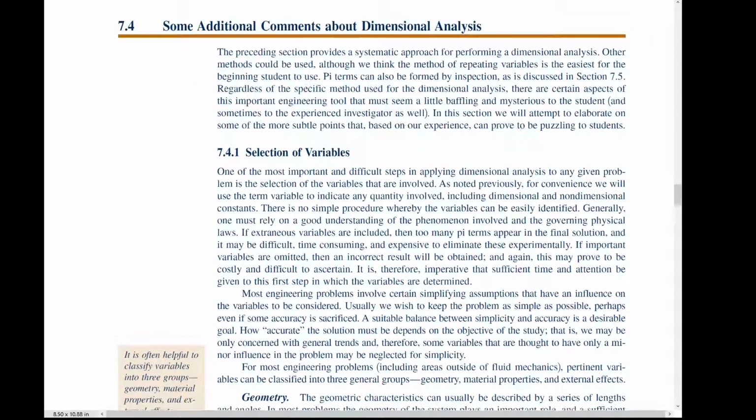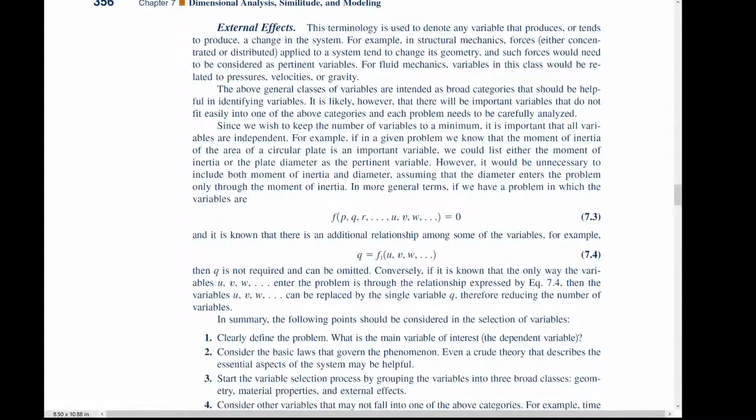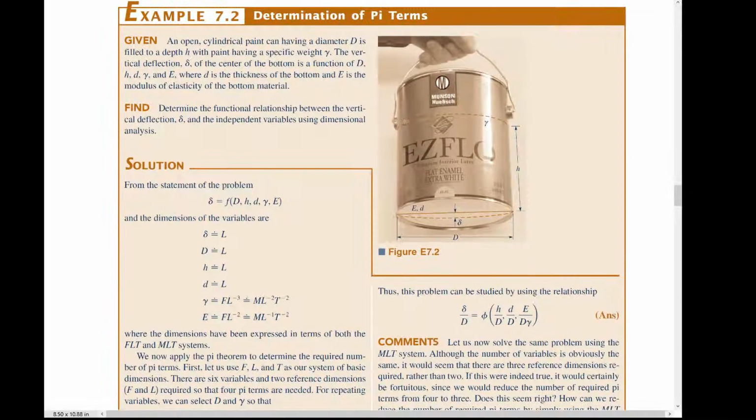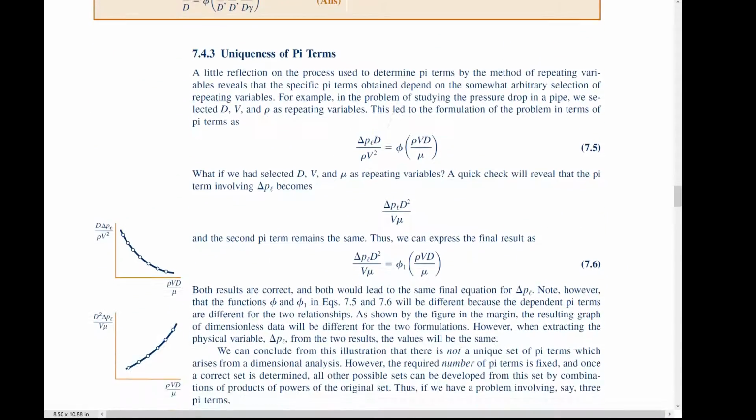Some additional comments. Determination of reference dimensions. Another example. Uniqueness of pi terms.